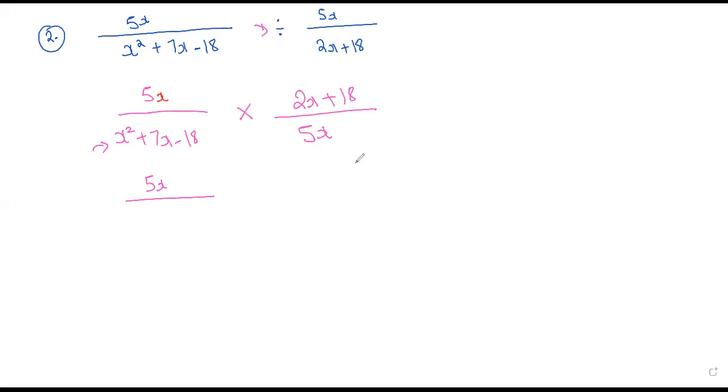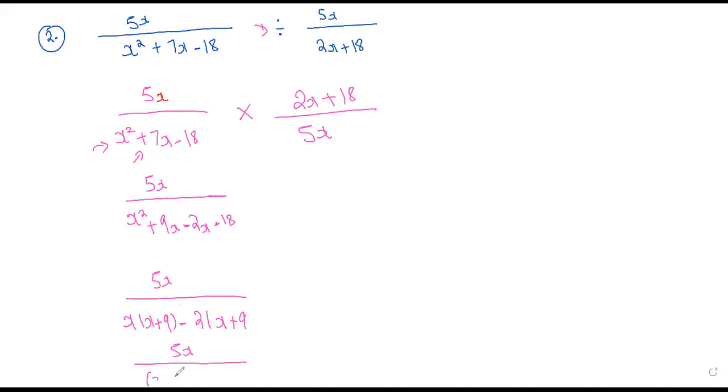9 and 2. Very good. So it would be x squared plus 9x, because we have plus here, minus 2x, minus 18. And this would become 5x divided by, I can take x common, x plus 9, minus 2 common, again x plus 9. Finally, it would be 5x divided by (x minus 2)(x plus 9). So we are done with the factorization of the first fraction.